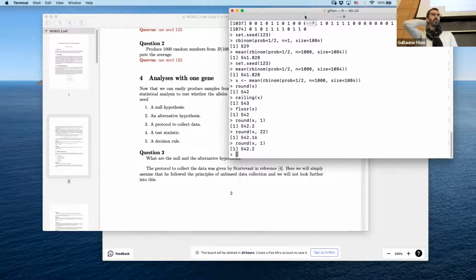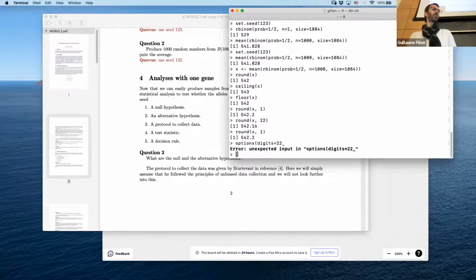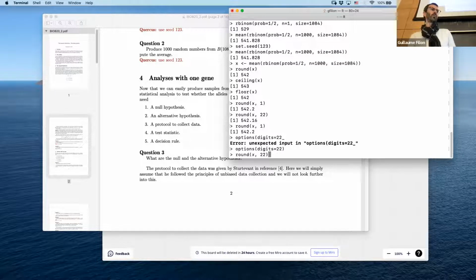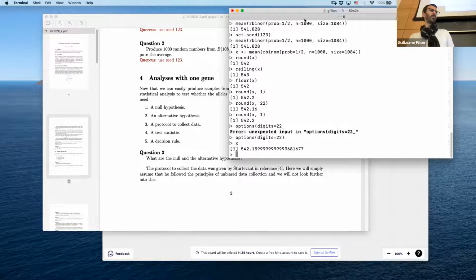So R uses the precision of computers, and this precision is not really up to R, it's up to the CPU. And so it just hides the digits from you. The maximum that it can do is 22. Okay, so when you set that and then you ask for X, now you get the full detail of what it means. So that's how it's represented in the computers. It doesn't allow you to have more digits because then you hit the limits of the computers.